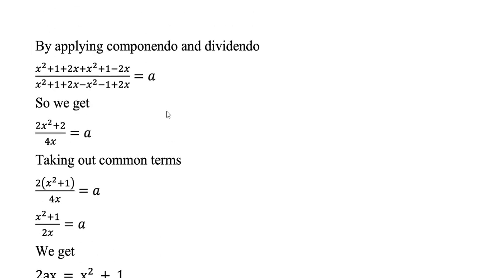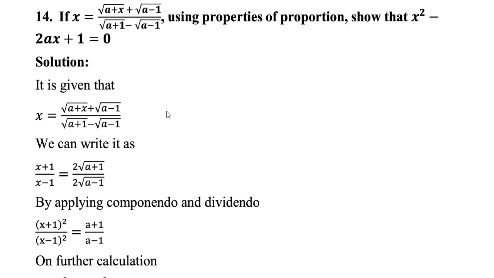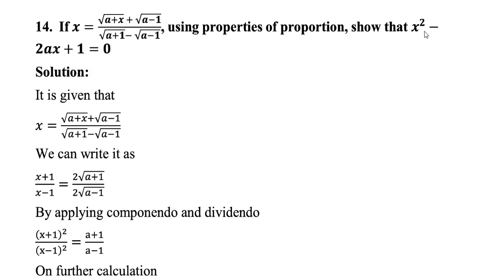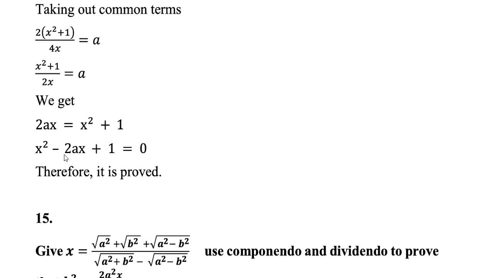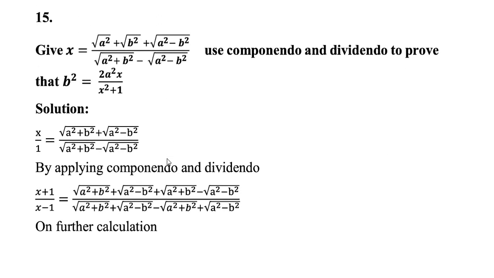So it is proved. See what is the question? We have to show that x square minus 2ax plus 1 is equal to 0. So ultimately it came that x square minus 2ax plus 1 is equal to 0. Come to the next problem.